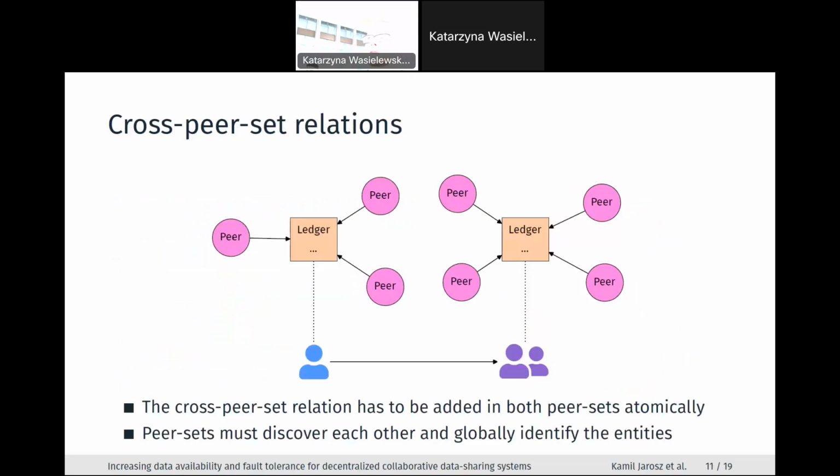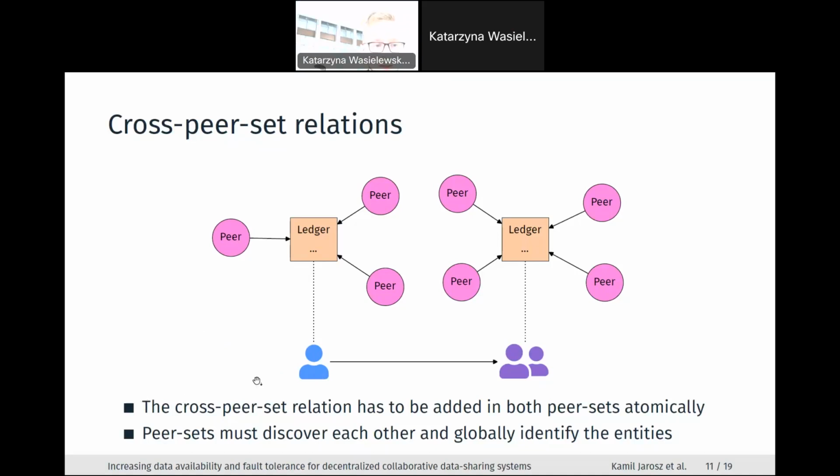So now we have a situation where we have 2 peer sets. The left peer set is based on 3 peers. The right peer set is based on 4 peers. The left one defines a user, an entity, and the right one defines a group. And it's possible to create relations between the entities from different peer sets, which we call cross-peer set relations. The problem with this relation is that it has to be added in both peer sets atomically. So the first peer set cannot have information about the relation while the second one does not.